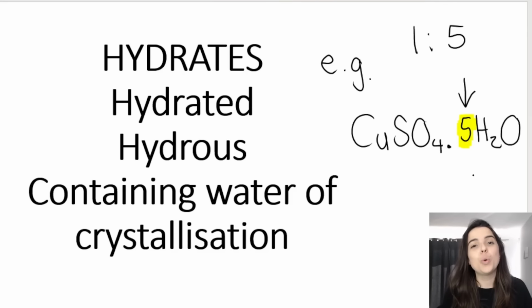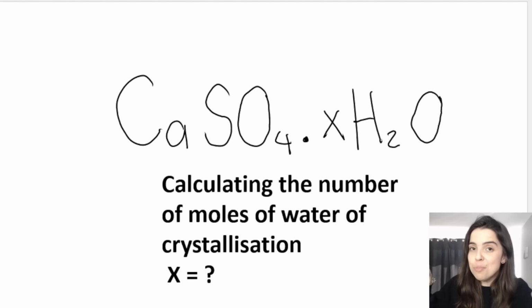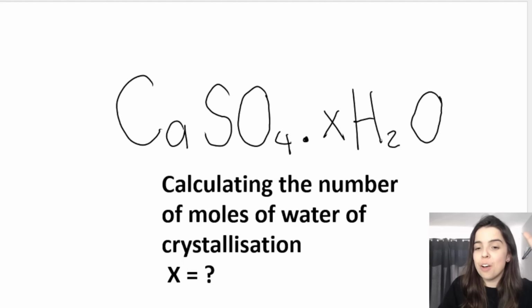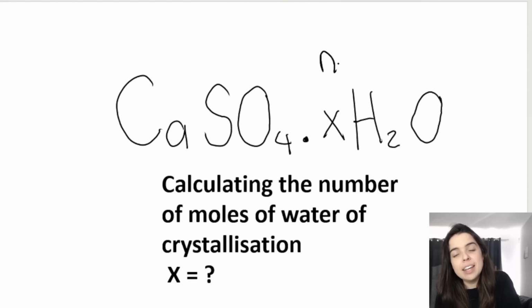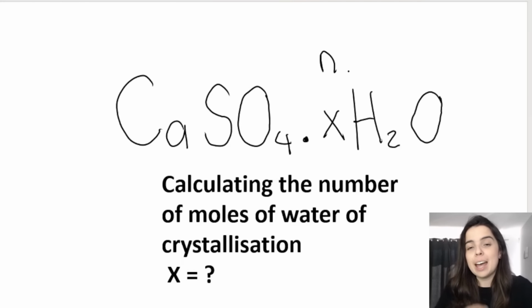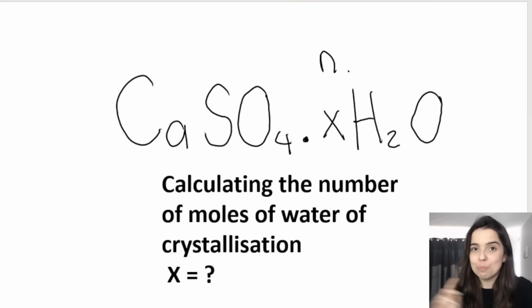Now we can ask you questions such as: calculate the percentage of water by mass in a hydrated compound. We can also ask you the following: calculate the number of moles of water of crystallization. As you can see on the screen, we can represent this by an X, or by an N. Essentially, you have to find out the number of moles over here. And we can do this in the following way.